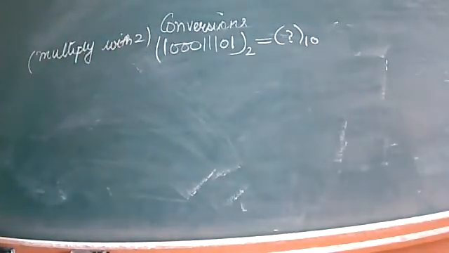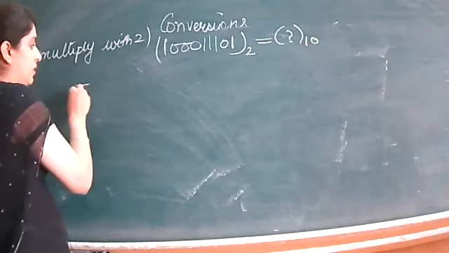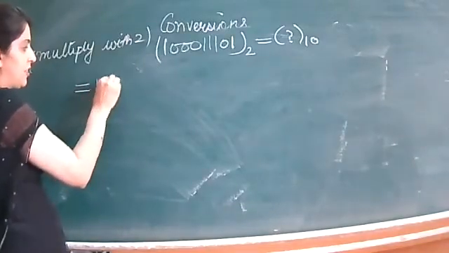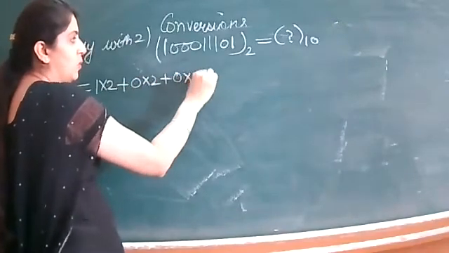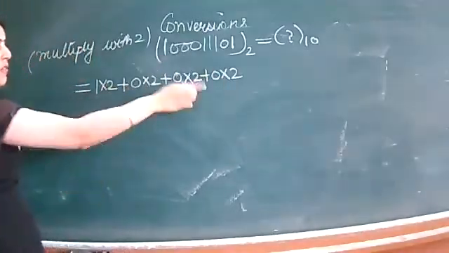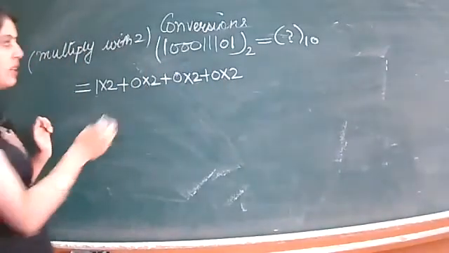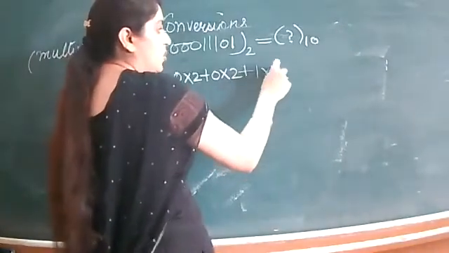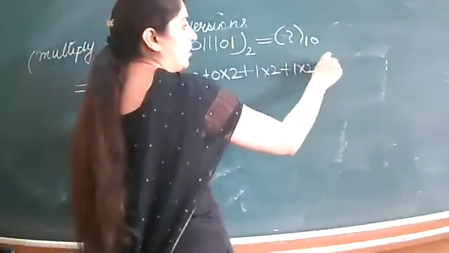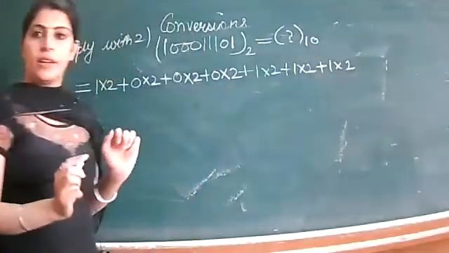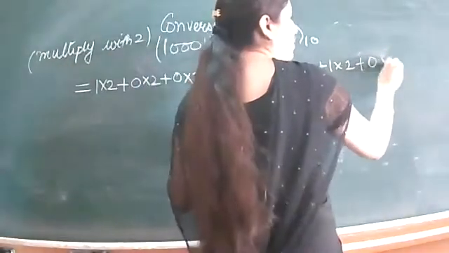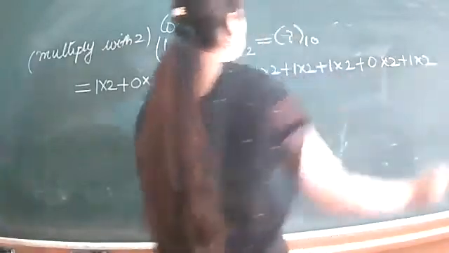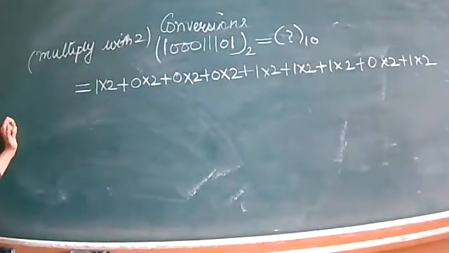Yes, first step. Do it side by side, everyone, in your notebooks. 1 multiply 2 plus 0 multiply 2 plus 0 multiply 2 plus 0 multiply 2. I have expanded up to 1000. Next thing is triple 1: 1 into 2, 1 into 2, 1 into 2. Clear? Clear up to here? Then in the last there are 2 digits: 0 into 2, 1 into 2. Right?